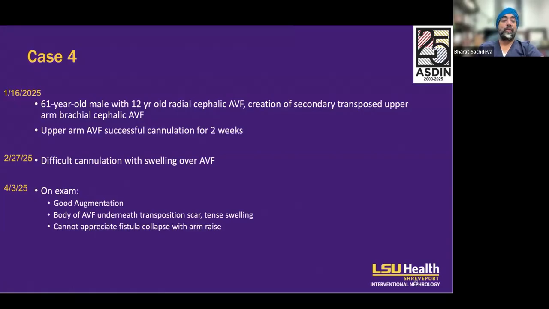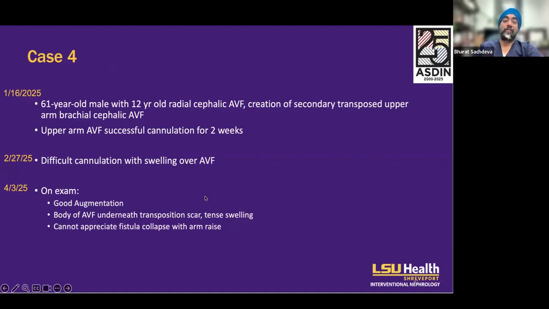All right, so let's take another case here. This is a patient who's got a 12-year-old fistula, and then they transposed the upper arm brachiocephalic vein to create a secondary fistula, right? So the forearm fistula had some problems, so they created an upper arm fistula, what we call a secondary fistula. And then they started having some difficulty in cannulation. On exam, the fistula feels really good. There is a big transposition scar where they transposed a basilic vein to move it into the middle of the arm.